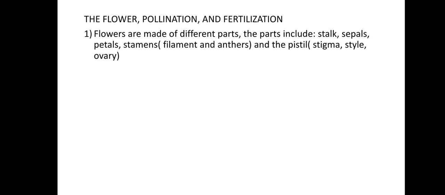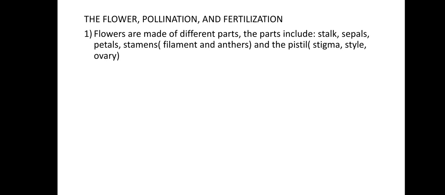So we'll start with the flower, pollination, and fertilization. We did this, so we're just running through the basics. We're summarizing the topic. All right. So flowers are made of different parts. The parts include the stalk, the sepals, the petals, the stamen. So the stamen is the male part of the flower, and it consists of the filament and the anthers. Are we clear? Then the pistil consists of the stigma, the style, and the ovary.